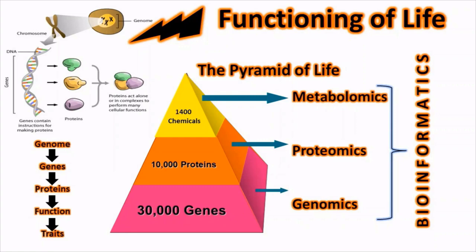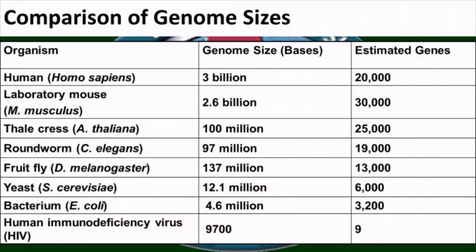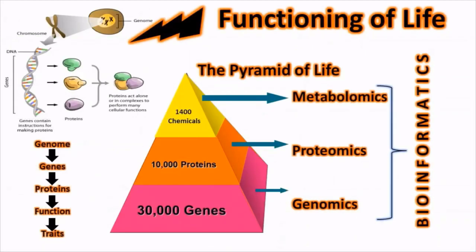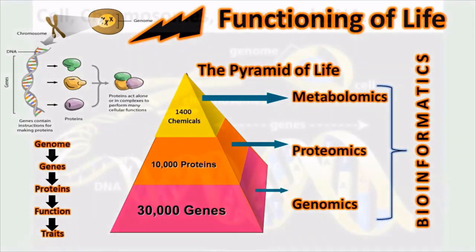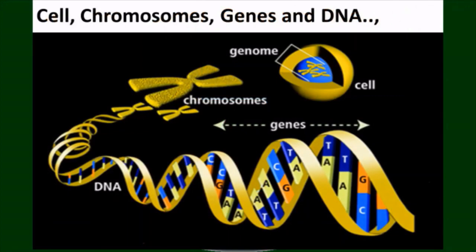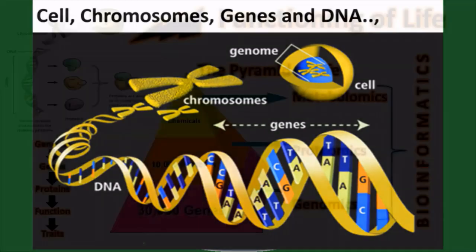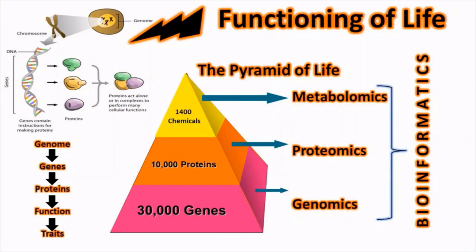The base or the foundation is genes, that is the genomics or genome. Some set of all genes is called genome. Study of genome is called genomics. They say there are about 30,000 genes. It is still lesser than that now. And these 30,000 genes will give us 10,000 proteins, and these 10,000 proteins are made up of 1,400 chemicals. That's it. That is what is life. What is life? The interaction between 30,000 genes, 10,000 proteins, and 1,400 chemicals.